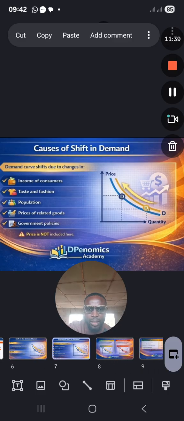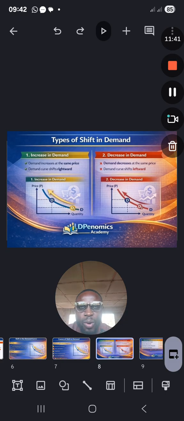Okay. Now, the same way we have two types of movement along the same demand curve, we have two types of shift in demand. One, we have increase in demand, and two, we have decrease in demand. Now, decrease in demand at the same price. Demand increases at the same price.